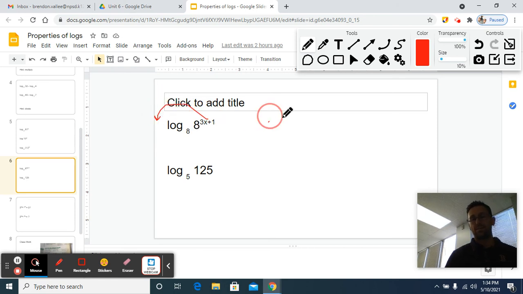So 8 to the first power is 8. So that would be 3x plus 1 times, because you put that in front, times it, times 1, and then anything times 1 is itself. So the answer is 3x plus 1.